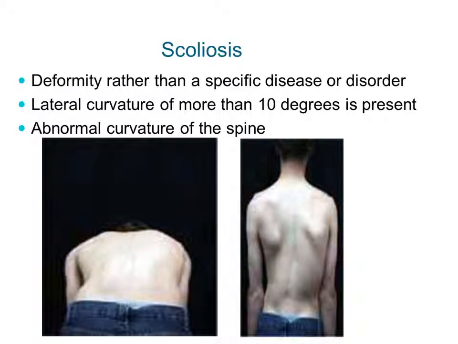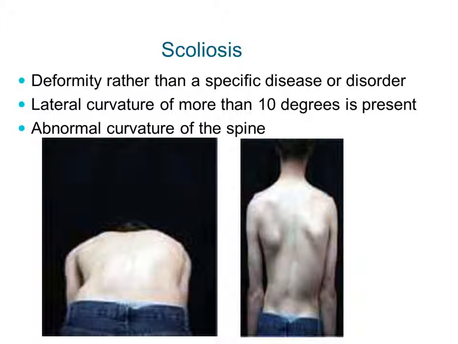All right, this other short lecture is on scoliosis. Most of you have probably heard of scoliosis and what it is. It is an abnormal curvature of the spine, and it's a deformity rather than a specific disease or a disorder. Like in osteogenesis imperfecta and some other conditions, scoliosis is sometimes a common related deformity. So there's a lateral curve of more than 10 degrees that's present.